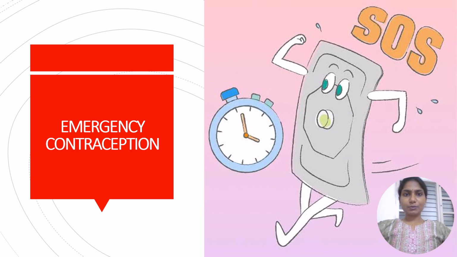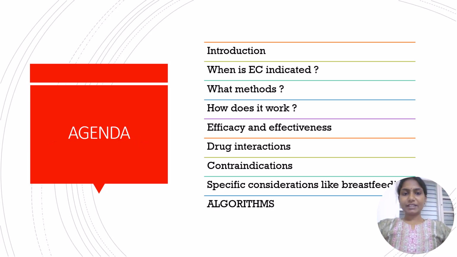So why delay? Let's move on to today's agenda. So I would like to cover these headings. Firstly, introduction to emergency contraception. When is it indicated? What are the methods available? How does it work actually? Like what is the mechanism of action? Its efficacy and effectiveness and any drug interactions if present. And what are the contraindications of emergency contraception and specific considerations like in breastfeeding, and how do we go about it, like what is the exact algorithm we have to follow while prescribing an emergency contraception.